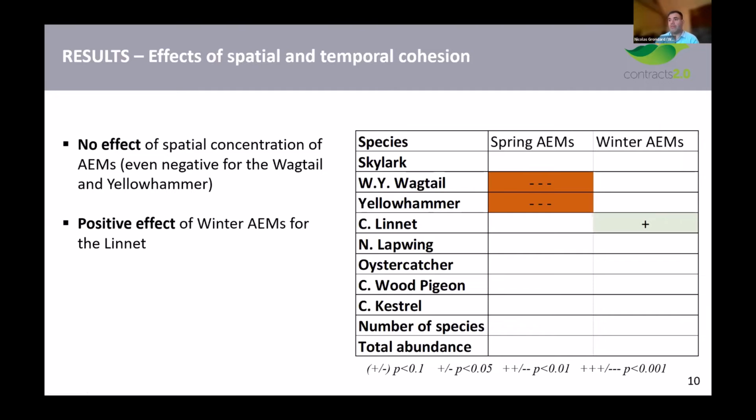Surprisingly, we found no effect of spatial concentration of measures in the landscapes, and even a negative effect for two species, the wagtail and the yellowhammer. Why is it the case? There are various possible explanations.